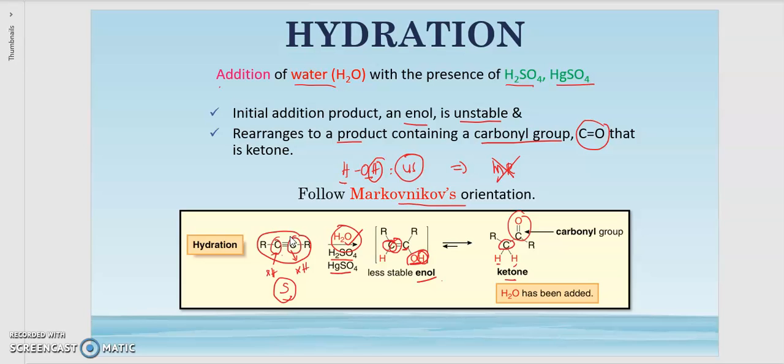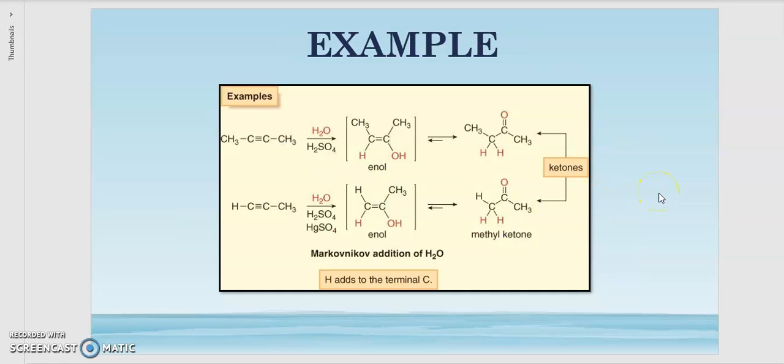This process we call tautomerization. Meaning that the enol and the ketone structure are isomers of each other. Tautomerization is a type of isomer where only the location of the double bond and the location of a hydrogen are different between these two isomers. Okay, so let's look at another example.